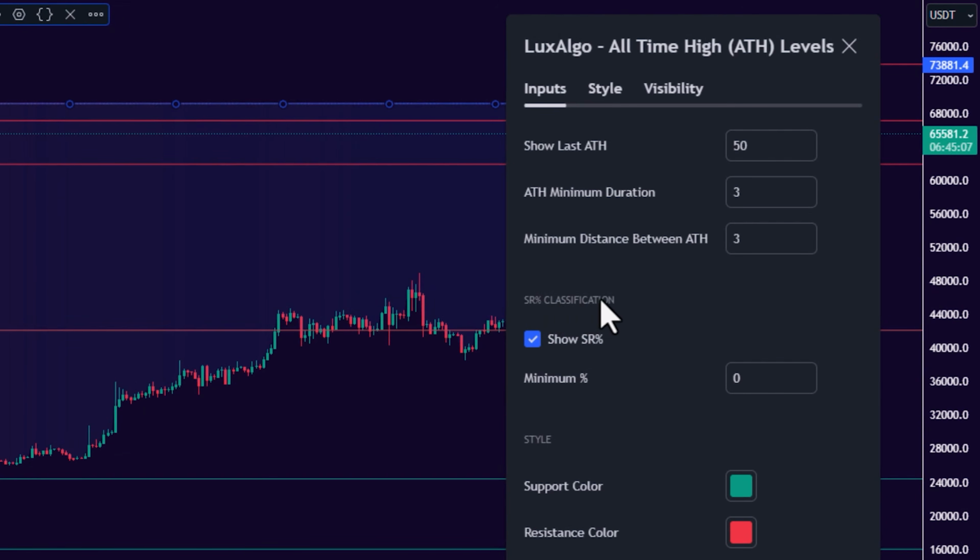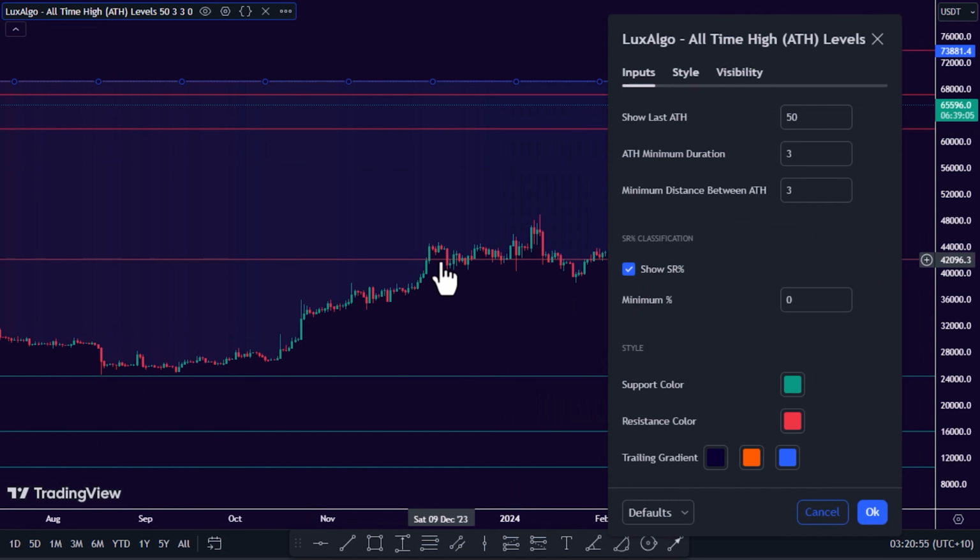SR classification. Show SR percentage. Show percentage as well as ATH level classification. Minimum percentage. Minimum percentage values required to display an ATH level. The indicator evaluates the ability of an ATH level to act as a support or resistance since its occurrence, and measures its strength as a percentage, with higher percentage values suggesting a stronger support or resistance.